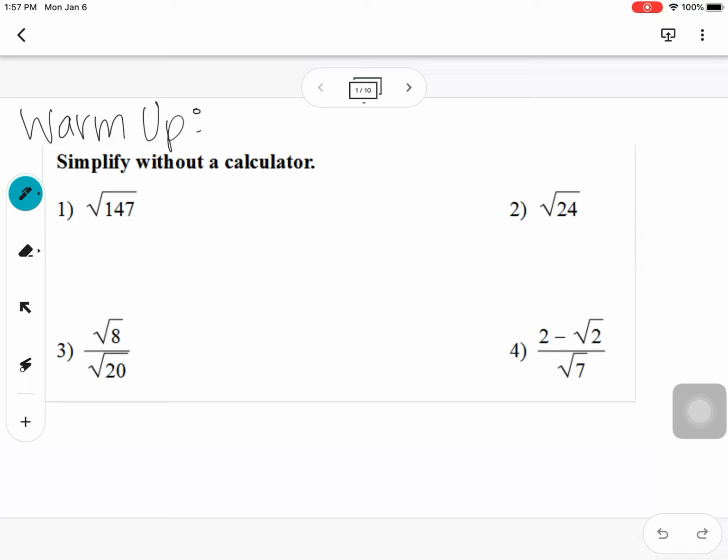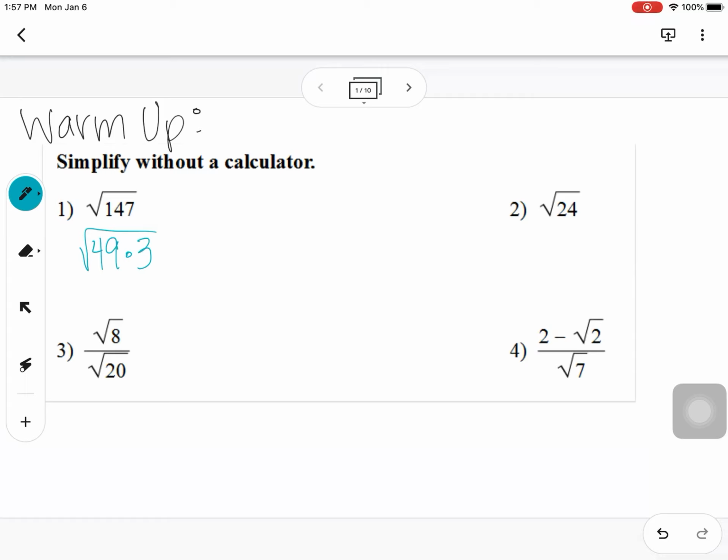So what we're doing on ones like 1 and 2 is we need to find the largest perfect square that divides evenly into the radicand, or the number under the radical. When I look at 147, I want to know the biggest perfect square that goes in evenly. For that, the biggest perfect square is 49, and 147 is 49 times 3.